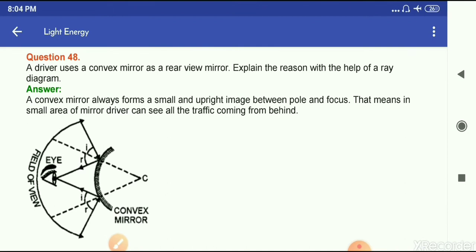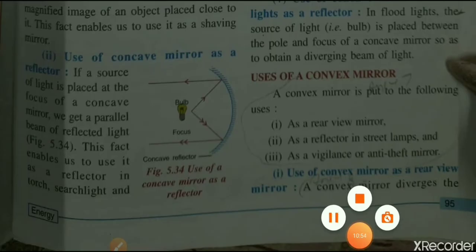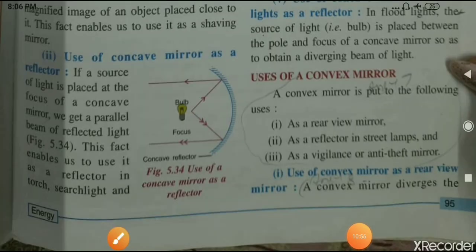Now question number 48. A driver uses a convex mirror as a rear view mirror. Explain the reason with the help of a ray diagram. From page number 95, you have to write the answer from here.